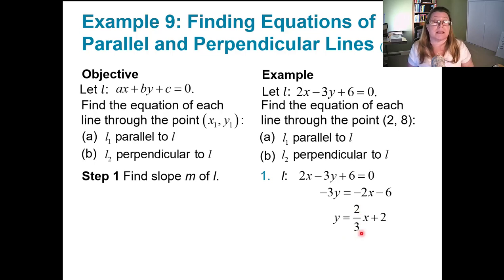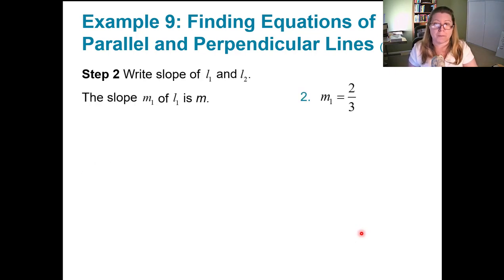Now I know something. If another line is parallel, it will share the same slope. Secondly, if another line is perpendicular to this particular line, then it will have the opposite reciprocal of my slope. All right, here we go. So we know the slope of the parallel line is 2/3. We don't know anything else yet. We just know that its slope is 2/3.